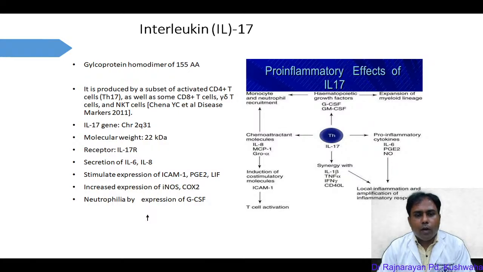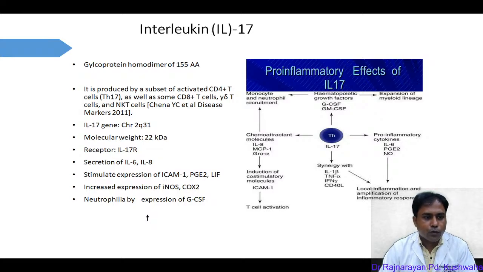Second, another biomarker is interleukin 17. This is a glycoprotein homodimer of 155 amino acids, produced by a subset of activated CD4-positive T lymphocyte cells, as well as some CD8 cells, and natural killer cells also produce this interleukin 17. The interleukin 17 gene is on chromosome 2, location 2q31. Its molecular weight is 22 kilodalton.